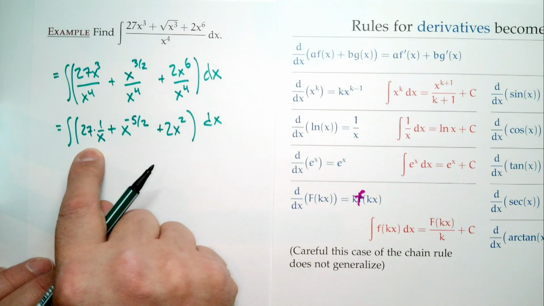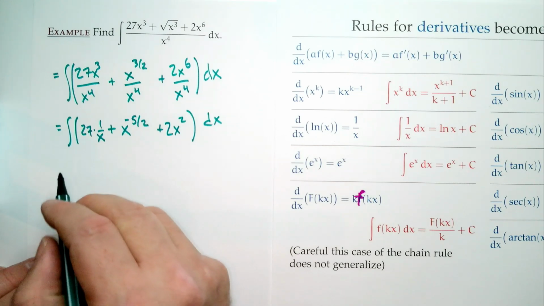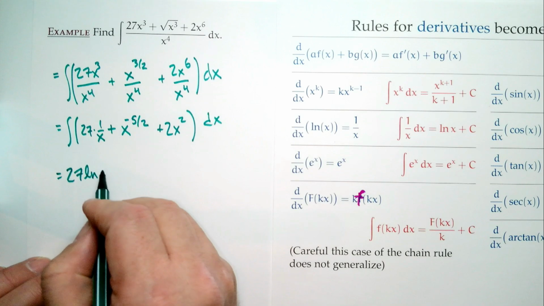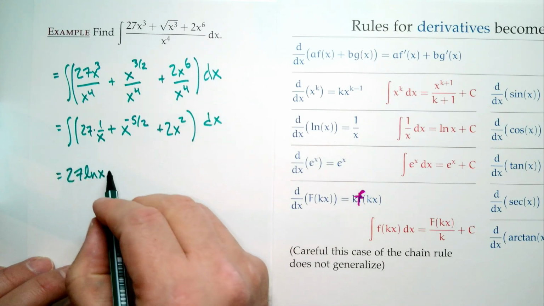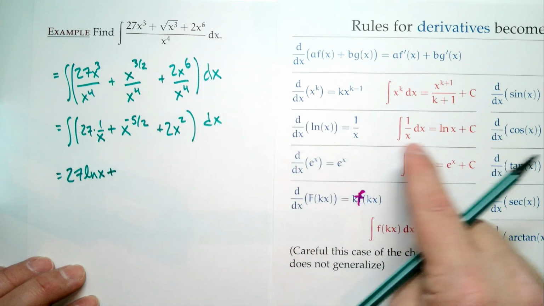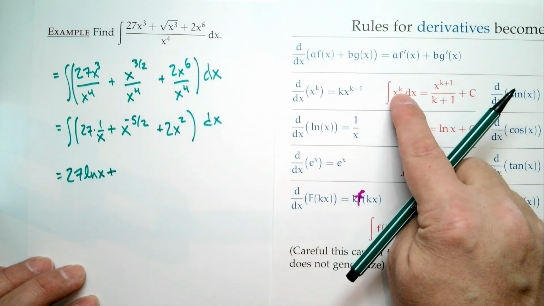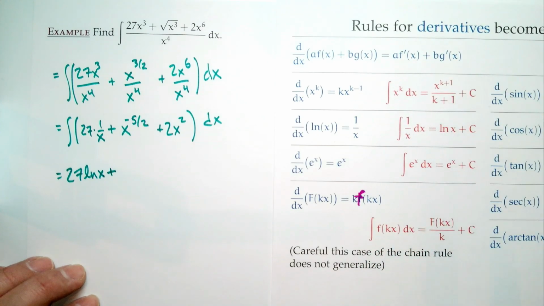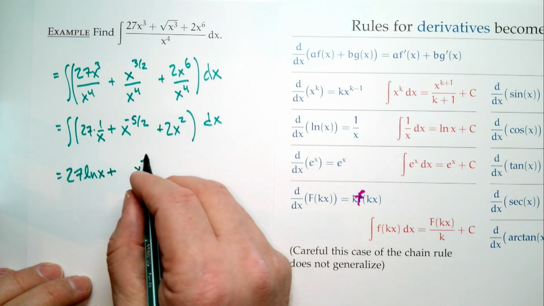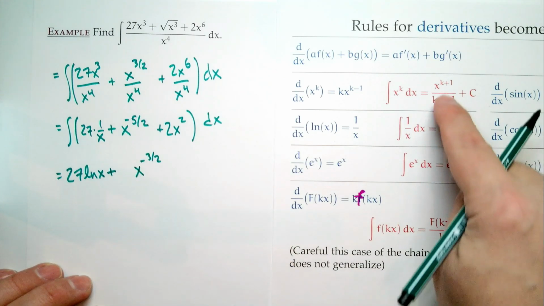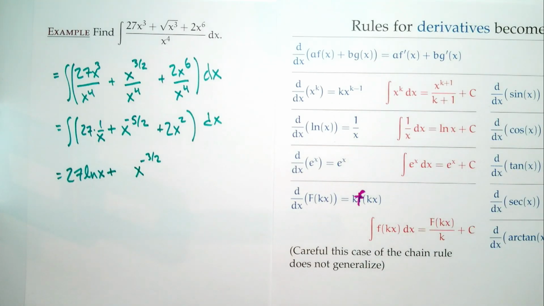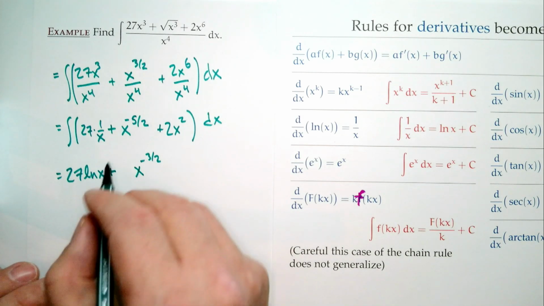So the first term, what does this become? 27 natural log x. This next term, what do we do? Well, negative 5 halves is our k. So k is negative 5 halves. We need to add 1. So if I take negative 5 halves, add 1, what does that get to? Negative 3 halves. So that's the new power. So x to negative 3 halves. But now we have to also divide by our new power. So we need to divide by negative 3 halves. Now if you divide by negative 3 halves, take the reciprocal, it's like negative 2/3.